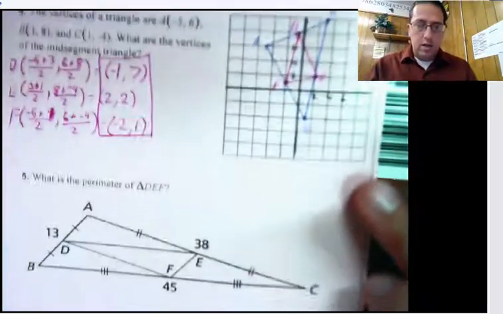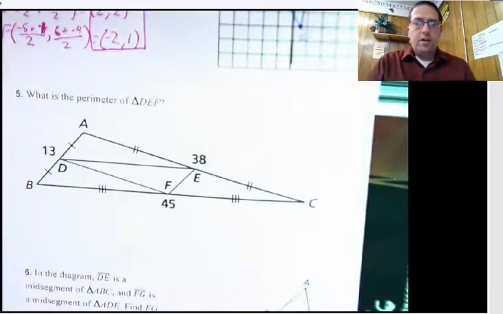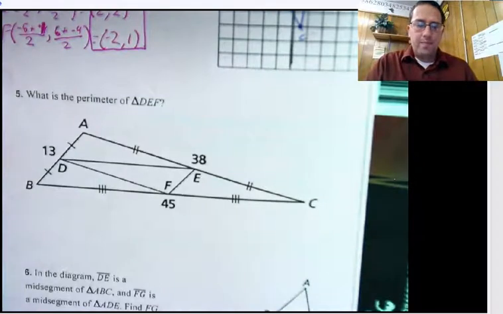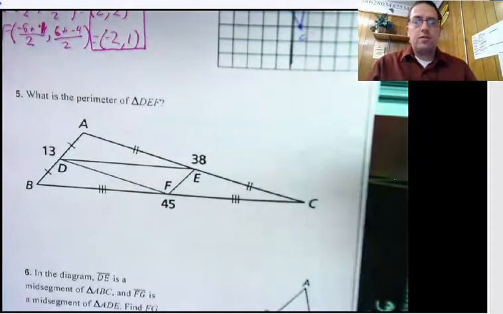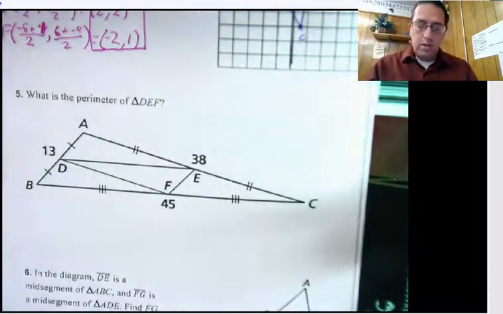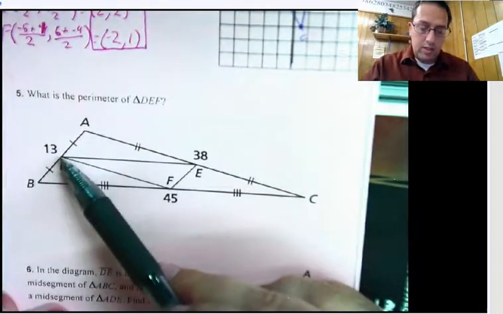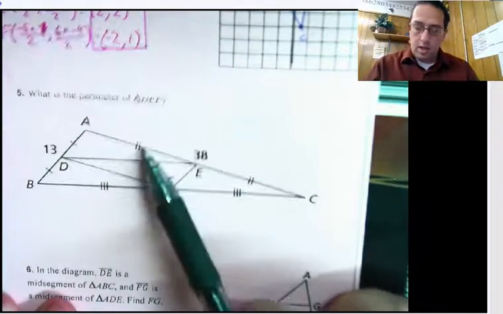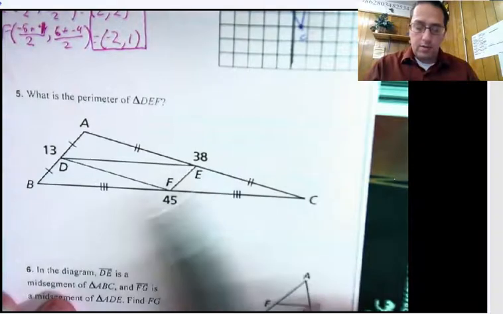Okay, let's take a look at number 5. Number 5 wants to know what is the perimeter of triangle DEF. And if you'll notice, it doesn't give us any of the sides for triangle DEF. Not a single one of those sides is given to us. So that makes it a little bit difficult to find the perimeter. So let's see, what else do we know? All right. Well, we know that these two are congruent, which means D is a midpoint. And those two are congruent. AE and EC are congruent, so E is a midpoint.